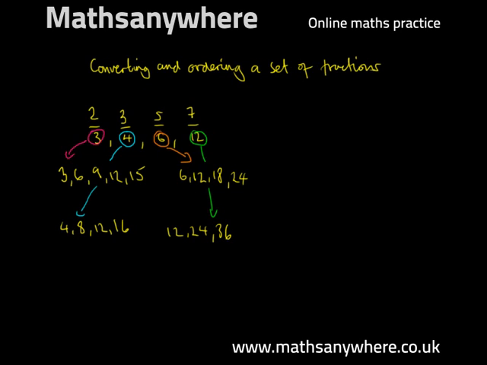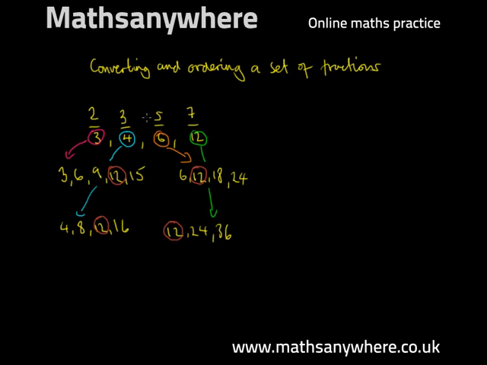You can only see one number that appears in every set of numbers, and that's the 12. You could look at each number in turn if you want, but we're doing this fairly quickly. So just by inspection, I can see the 12 appears in all the sets of times tables we're looking at. So what we need to do then is convert each fraction to 12ths.